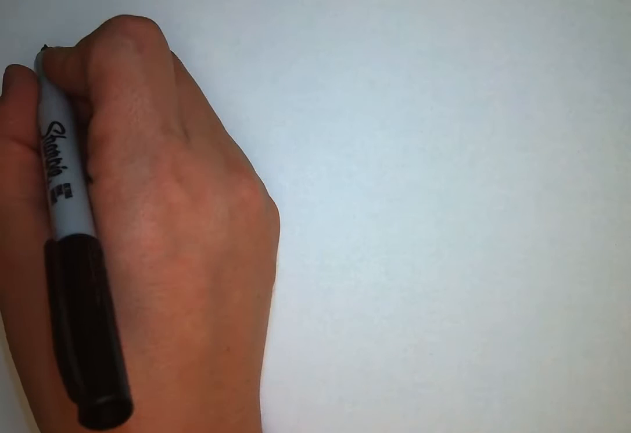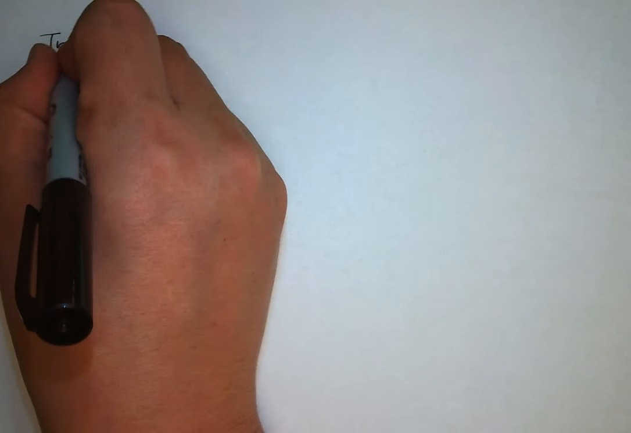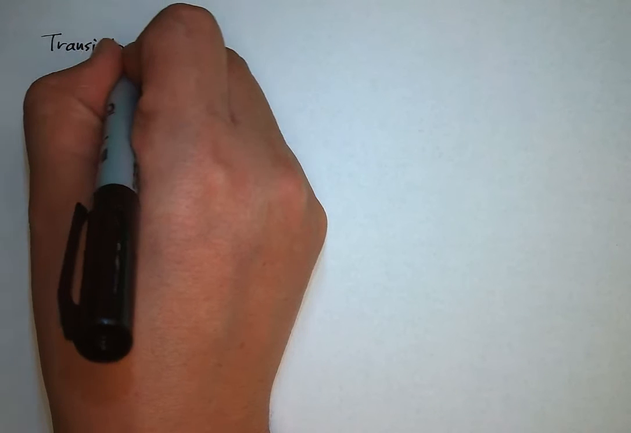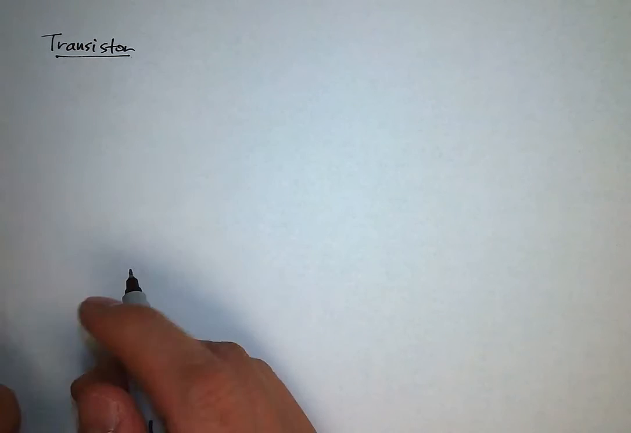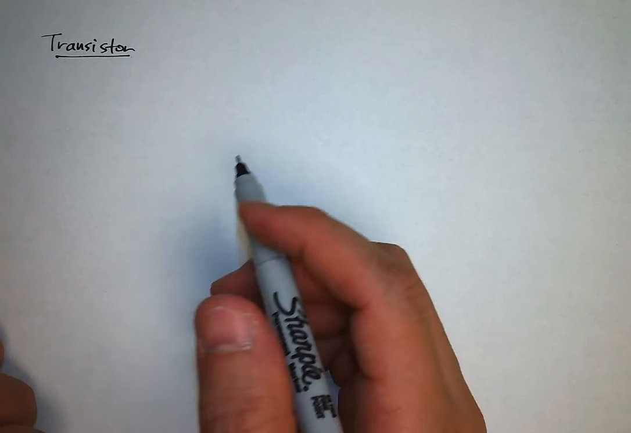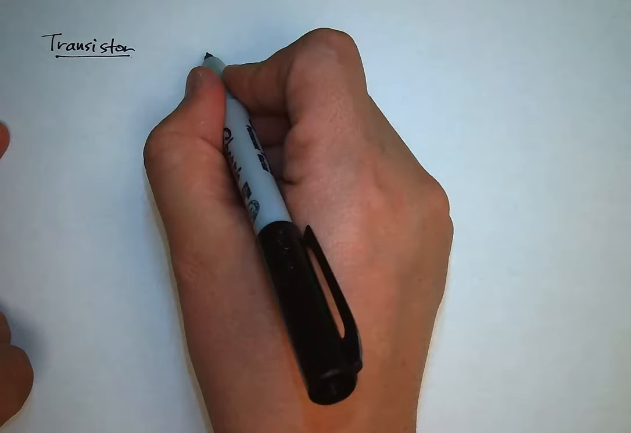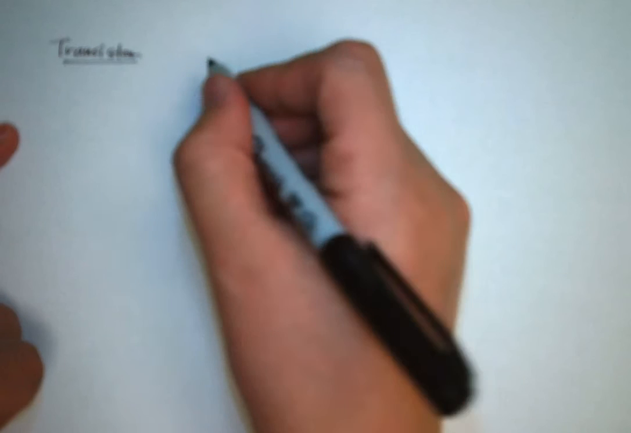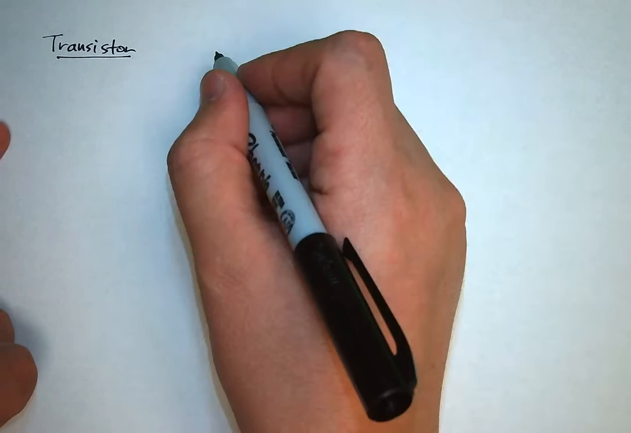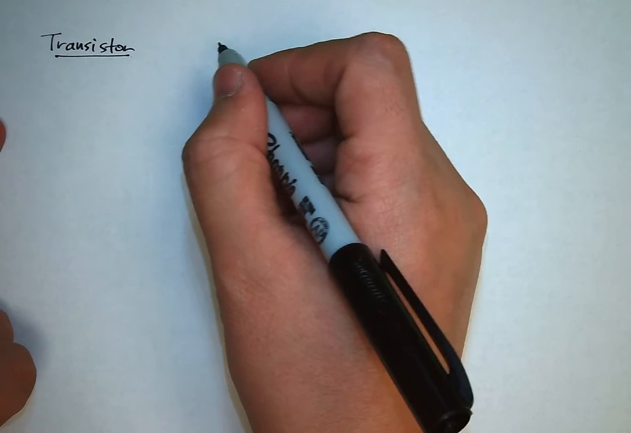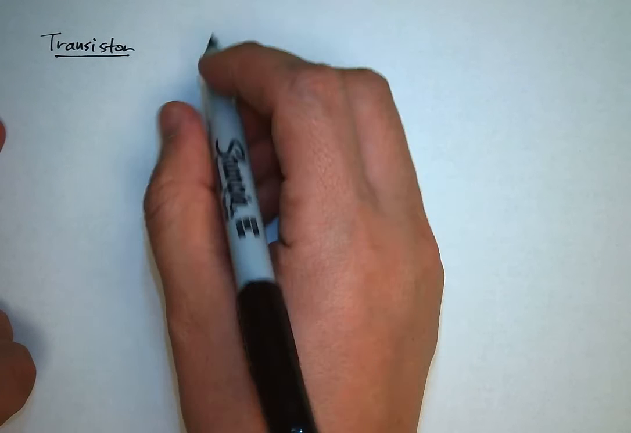Okay. In this video we will look at what a transistor is. A transistor uses semiconductor material. Before, we looked at resistors and how they were made with conductive material, conductors, with carbon, and also with insulators.